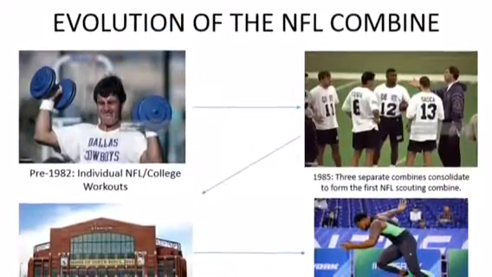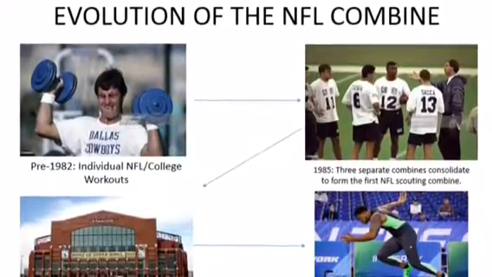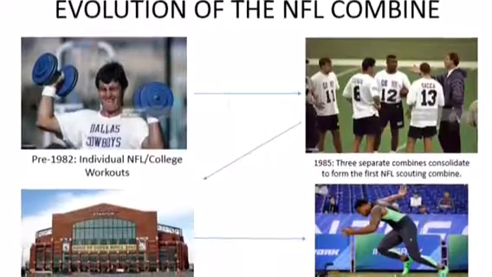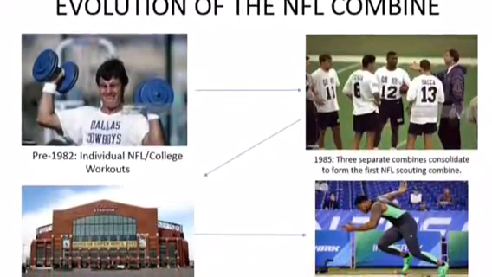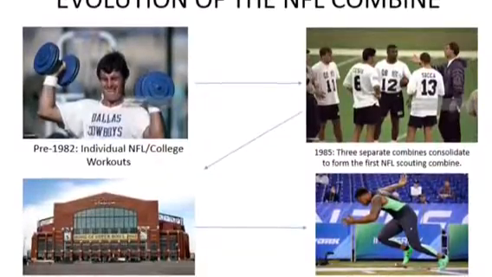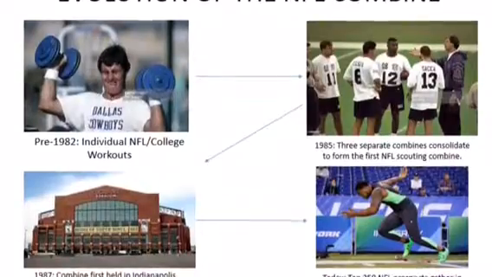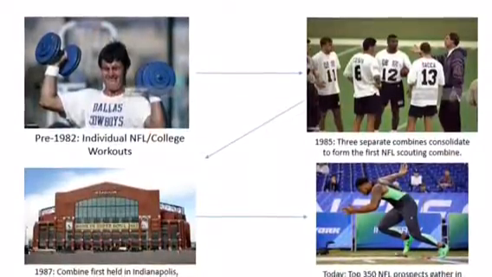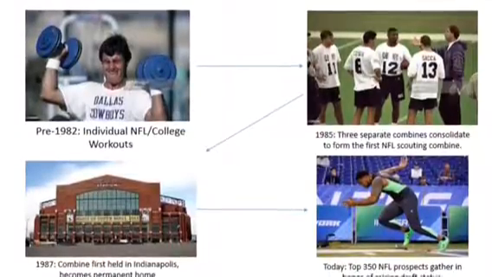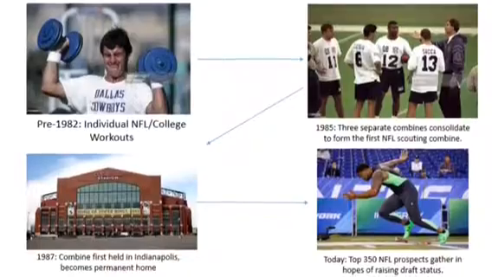Evolution. Prior to 1982, the NFL scouting process consisted of individual workouts at respective NFL facilities or colleges. In 1982, 3 different combines were formed by different scouting agencies before consolidating to the first NFL scouting combine in 1985. In 1987, the combine was first held in Indianapolis, where it has been held until today.